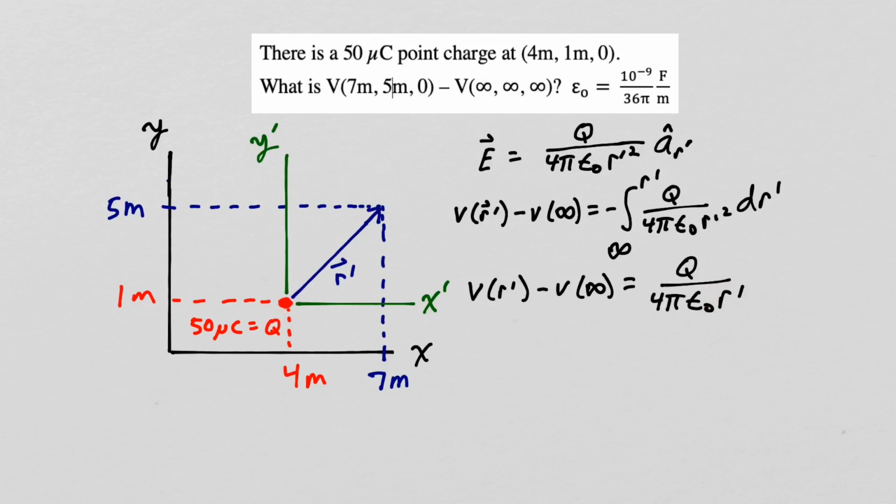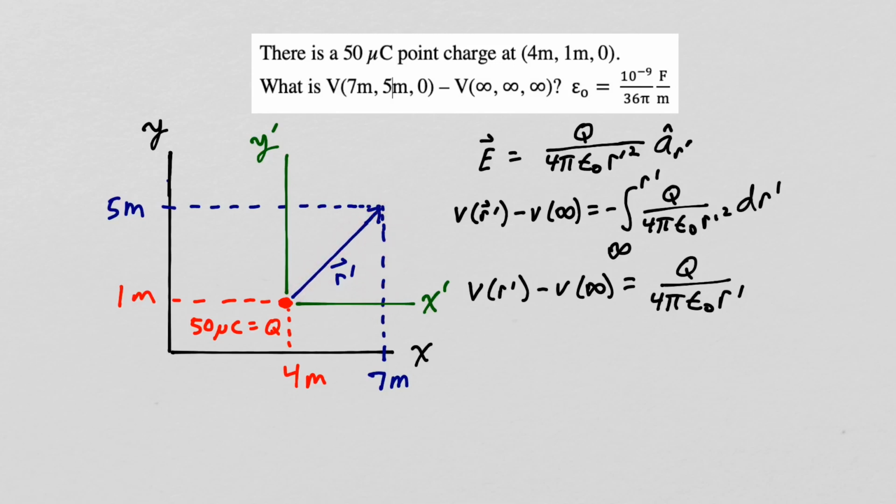From our figure, we can quickly find this distance between the charge and our point where we're trying to find the potential because we have this right triangle. The magnitude r prime is the hypotenuse. This side is 3 meters and this side is 4 meters. So this distance is 5 meters.